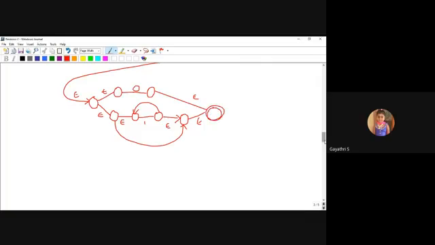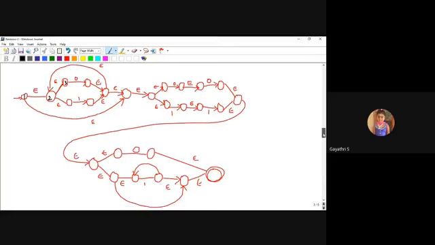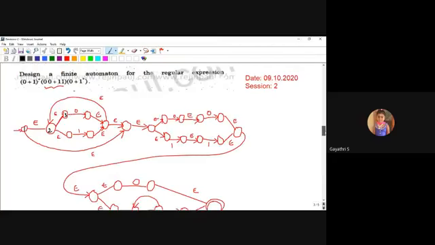Finally, we number every state as 1, 2, 3. This is the final step. So this is your epsilon NFA. This is the only case which is available in your textbook. So this is the conversion of regular expression to finite automata. So this problem is over.